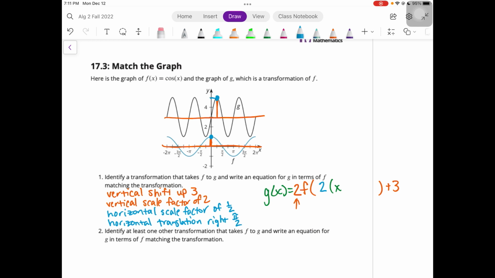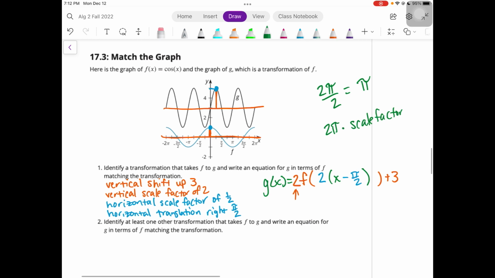We translated to the right, so that's minus pi over 2. And there is the equation for that transformation. Again, if our horizontal scale factor is 1/2, then we are multiplying by 2, because remember, if we have 2 pi over that 2, then our new period is pi, which is half, that's the scale factor, half of the original 2 pi, right? So it's basically like you're taking 2 pi and multiplying by the scale factor to get the new period.